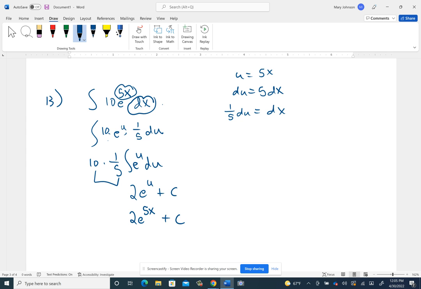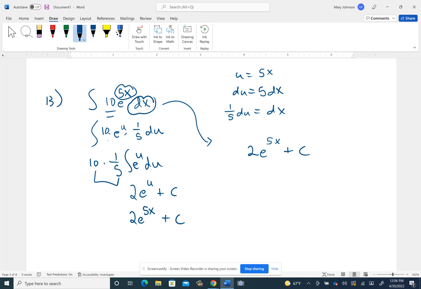Now actually, this is one where you really probably could do this without so much. You know e to the 5x came from e to the 5x, and then when you do the derivative of 5x, you get a 5. And so you know you need a 2 to make the 10 happen. So if you've gotten the hang of it, you probably could see that without going through a whole lot of extra steps.